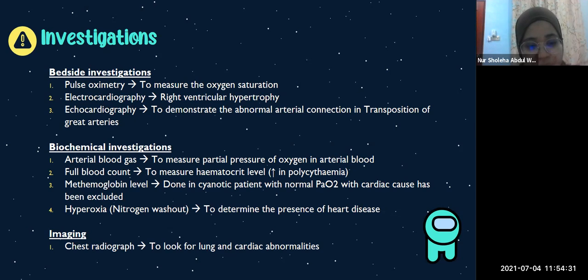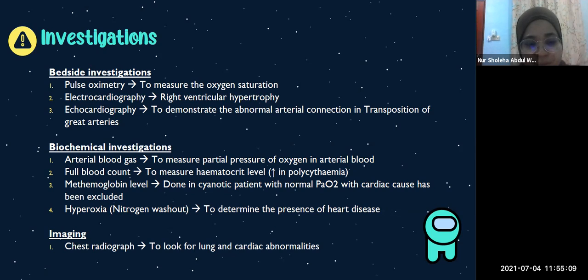Then we can also proceed with the hyperoxia or nitrogen washout test. Hyperoxia or nitrogen washout is a test to determine whether there is presence of heart disease or not. How it is done is, first, the infant is placed in 100% oxygen for 10 minutes. After that, they will measure the partial pressure of oxygen in the blood. If the partial pressure of oxygen increases or is elevated, that means there is no cyanotic heart disease. But if it remains low, then it might be cyanotic heart disease.